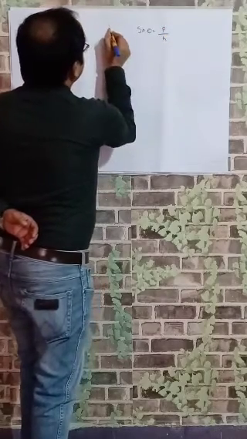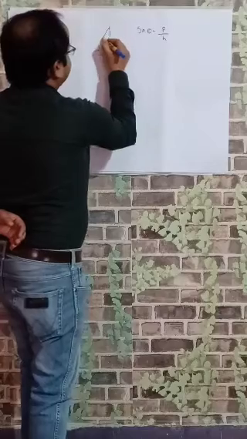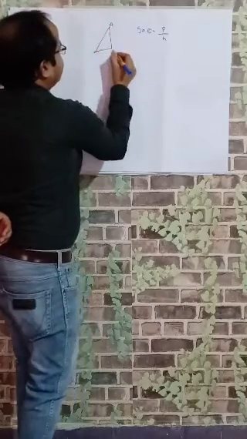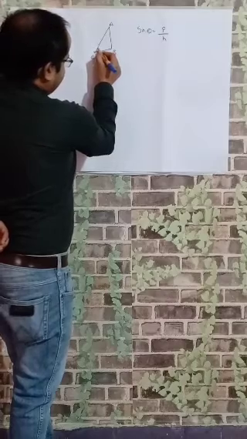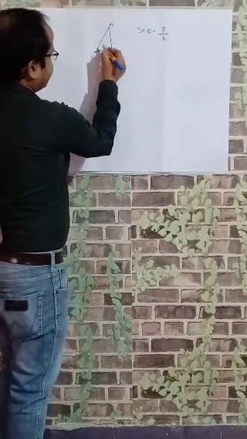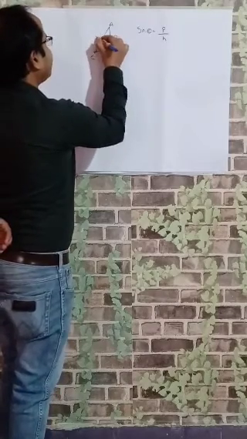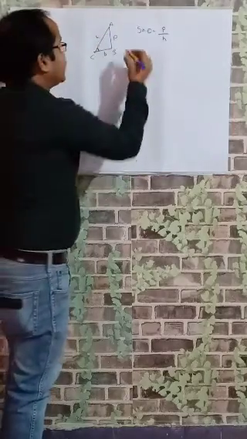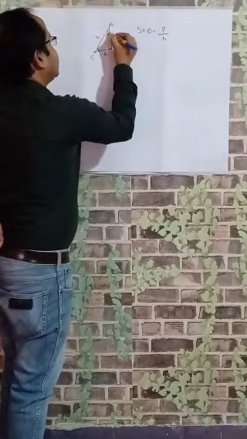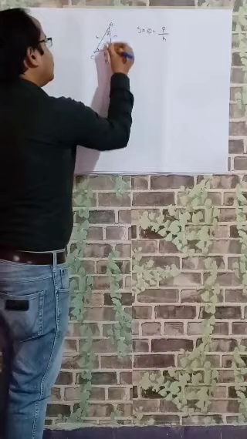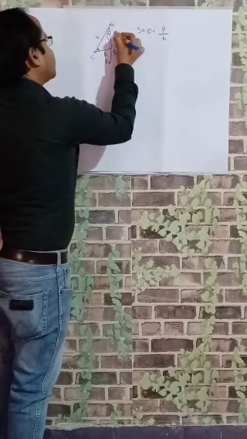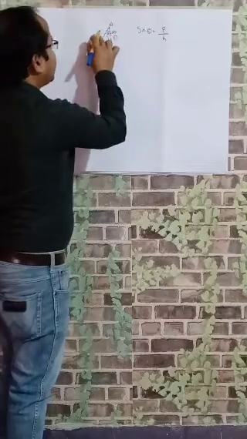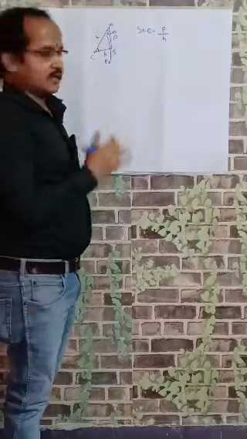If this is a right angle triangle A, B and C, this is the base. If we are measuring theta from here, this is the perpendicular and this is the hypotenuse. If we measure theta from here, then this will be the perpendicular and this will be the base, and the hypotenuse will be the same in both cases.